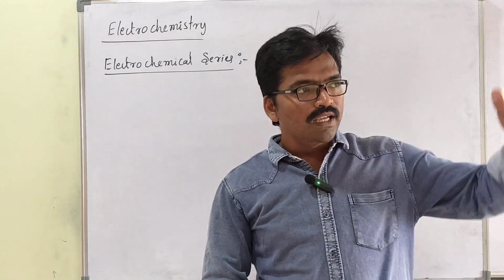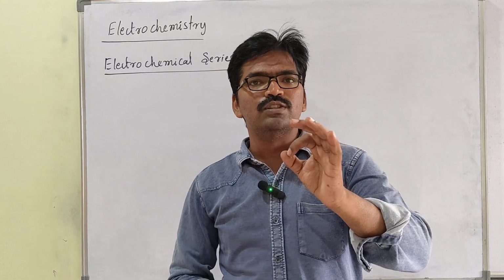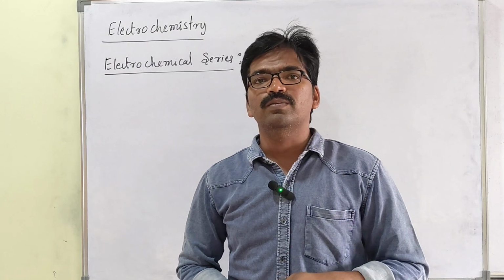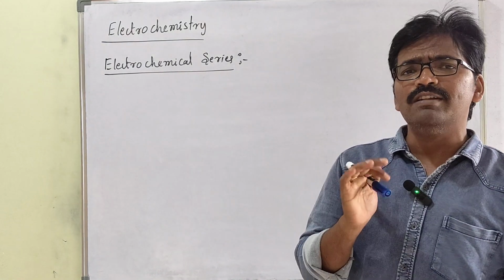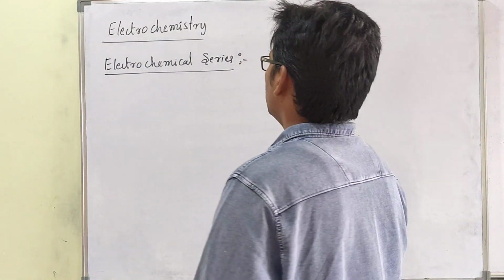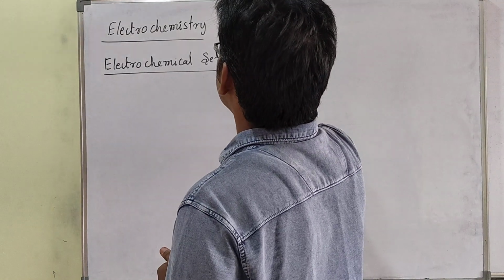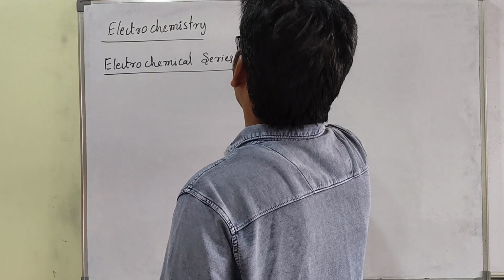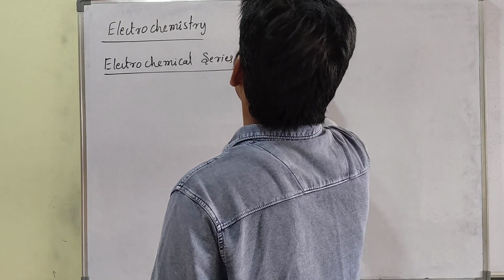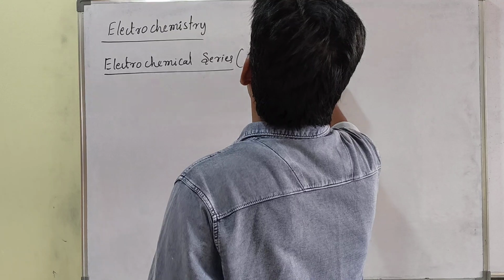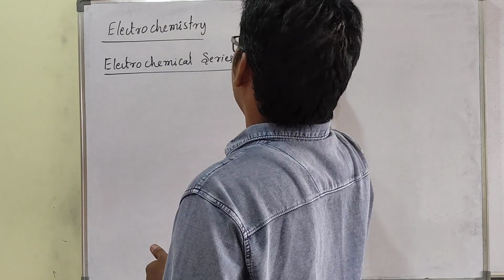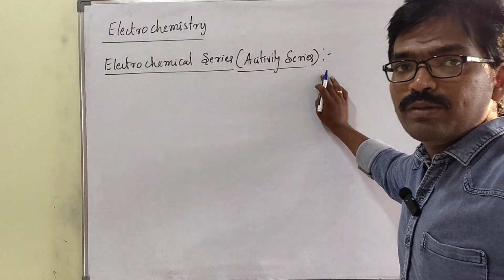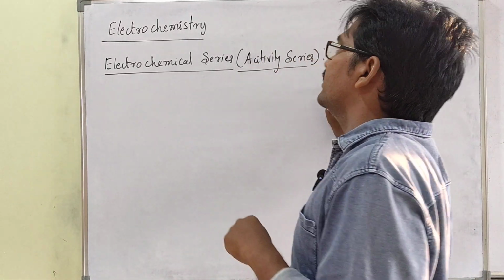Electrochemical series means the electrode potential values are arranged in increasing order. We also call the electrochemical series the activity series. So one more name for this is activity series. What is the definition of the electrochemical series or activity series?